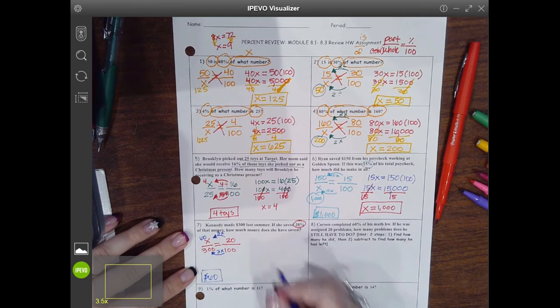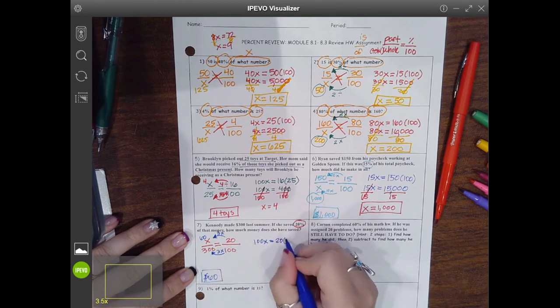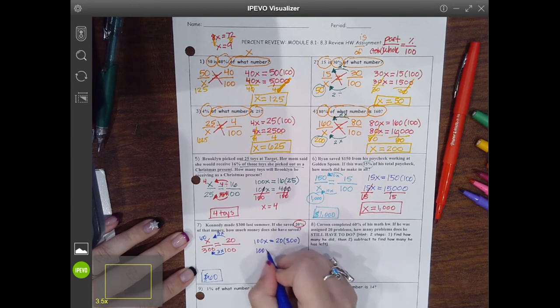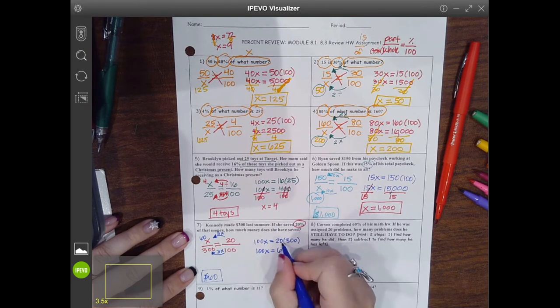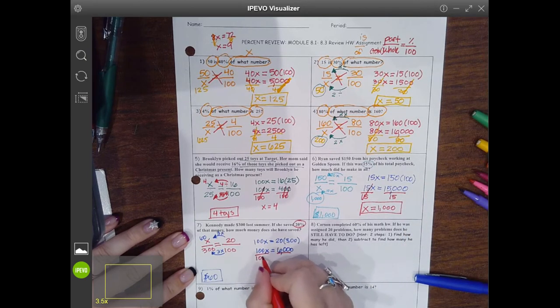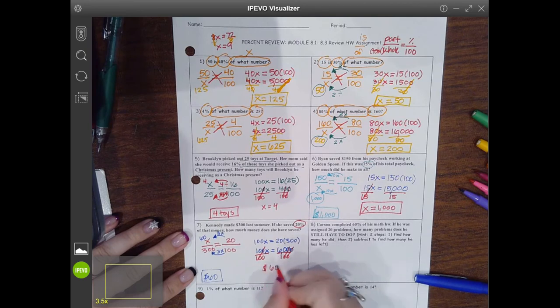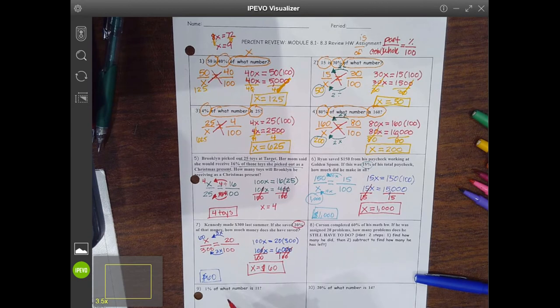Okay, yes, you could have done cross products. 100 times X equals 20 is across from 300. So 100X equals 2 times 3 is 6. Tack on 1, 2, 3 zeros. 6,000. How do you get X by itself? I'm going to divide by the number in front of X, which is 100. Do the same thing to the other side. Those zeros cancel. 60 over 1 is just 60 equals 100 divided by itself is 1. 1 times X is just X. Okay, regardless of how you did it, you got $60.